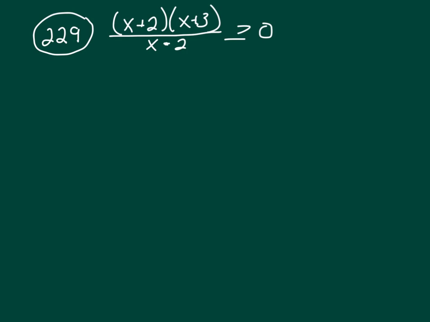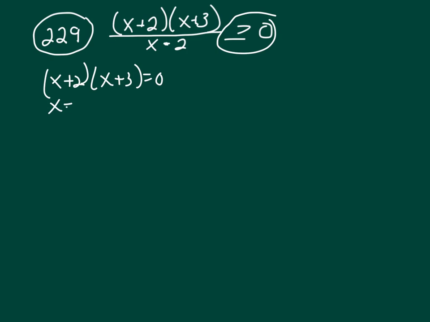We are trying to figure out what values of x make this greater than or equal to 0. So the first thing you do is figure out the critical numbers. You take the numerator and set it equal to 0, and you solve for x. That gives you x equals -2, x equals -3.